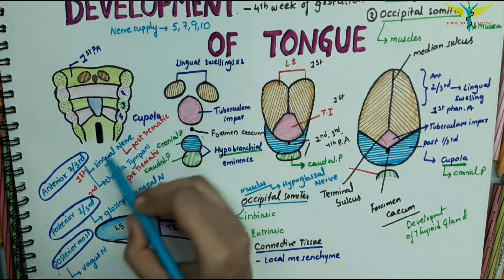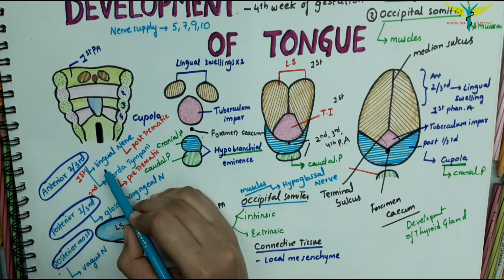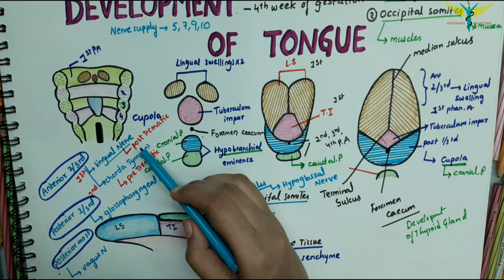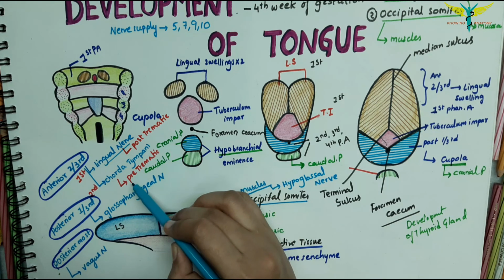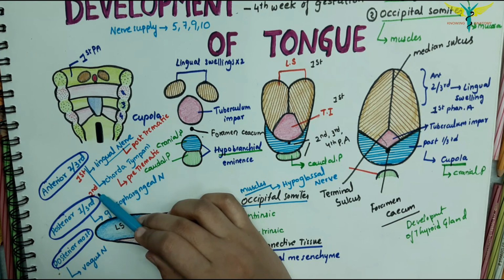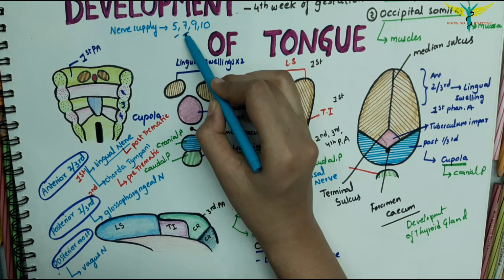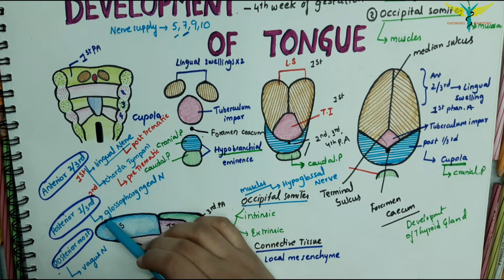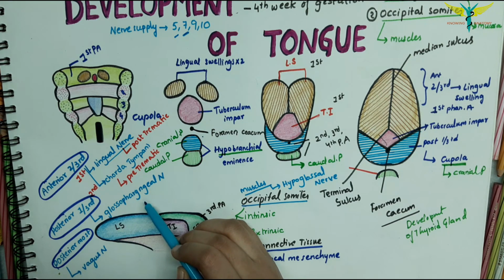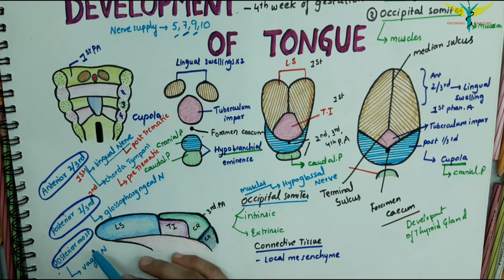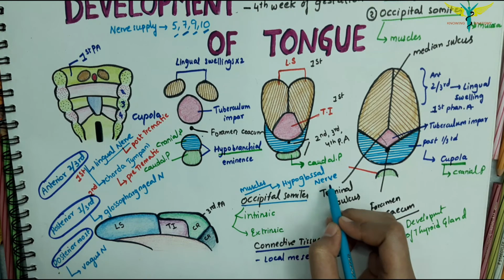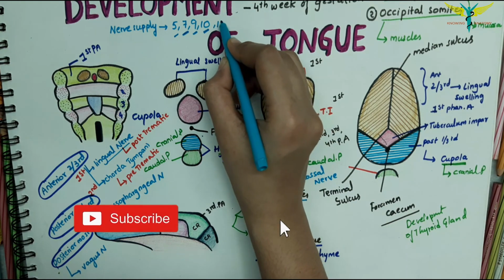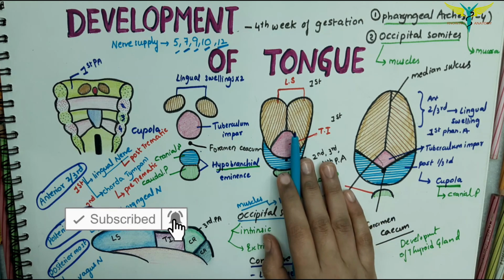The fifth nerve is the lingual nerve, a branch of the mandibular division of the trigeminal nerve. It is the post-trematic part of the first pharyngeal arch, and the chorda tympani is the pre-trematic part of the second pharyngeal arch. It is a branch of the facial nerve, the seventh cranial nerve. The posterior one-third of the tongue is supplied by the glossopharyngeal nerve, the ninth cranial nerve, and the posterior most part by the vagus nerve. And remember, the muscles of the tongue are supplied by the hypoglossal nerve, the 12th cranial nerve. So this is all about the development of the tongue.